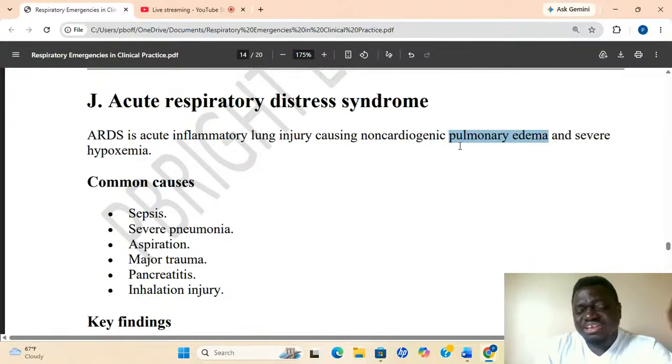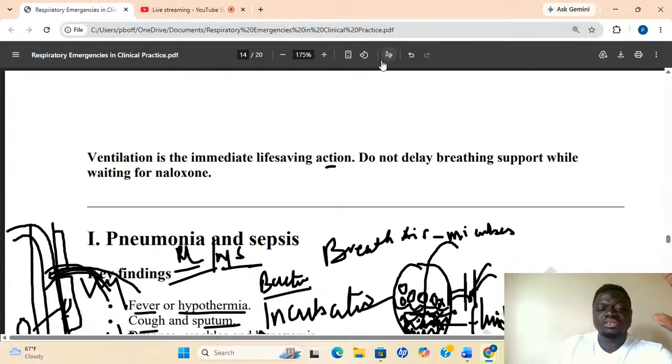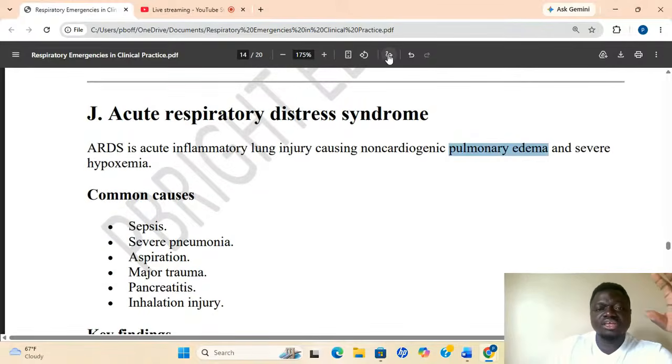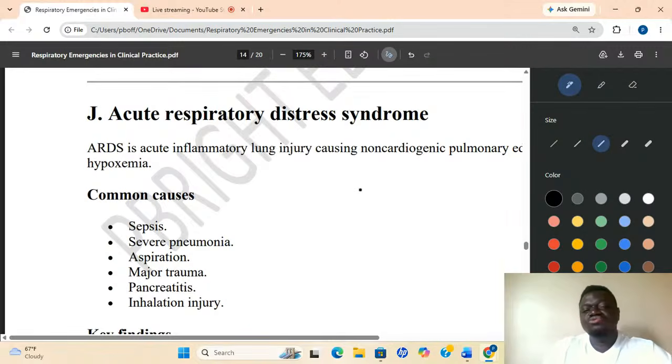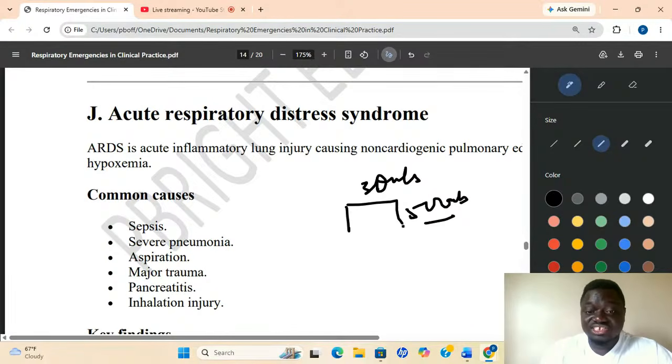Are we having any heart failure? No. Do your EKG, normal sinus rhythm. You do your chest X-ray, normal heart. You do everything, but it's as a result of what? Severe lung injury. If pneumonia is giving you 30 mils, ARDS can give you 500 mils of fluid sitting in your lungs. They are chewing your lungs with a lot of fluid accumulating there.